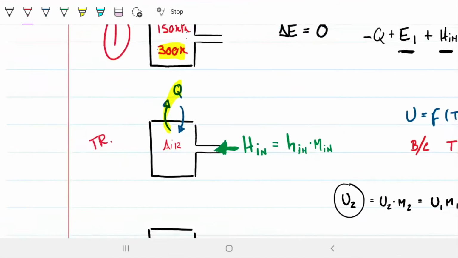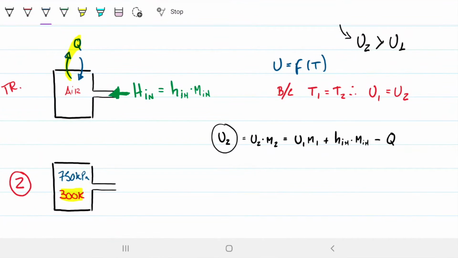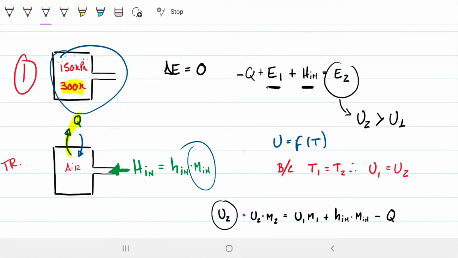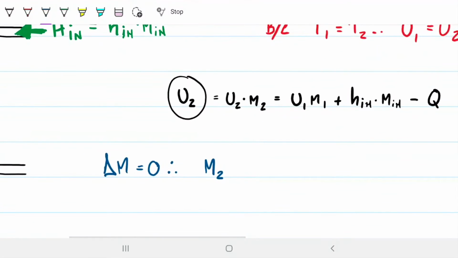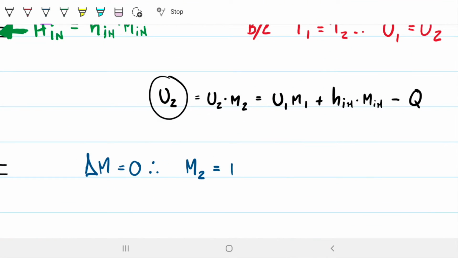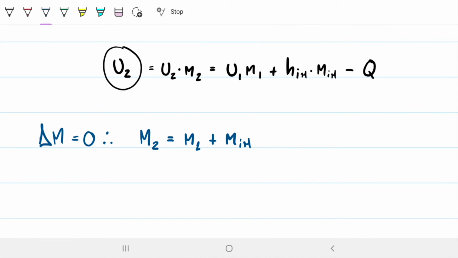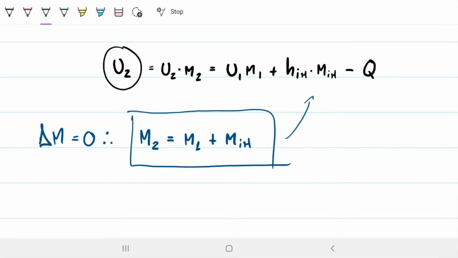So if I do now a mass balance, I can't create or destroy mass, so my delta M has to be 0. That means my final state has to be equal to the original mass that I had here, plus whatever went in on the transient state. So my mass on the second state is equal to my mass on the first state plus whatever mass went in. From this point on, we can start to find some of these unknowns. Then we can plug into here, and find the heat that left this system.